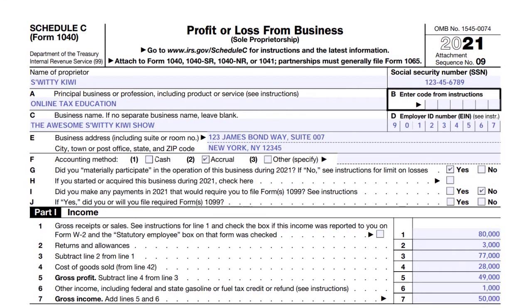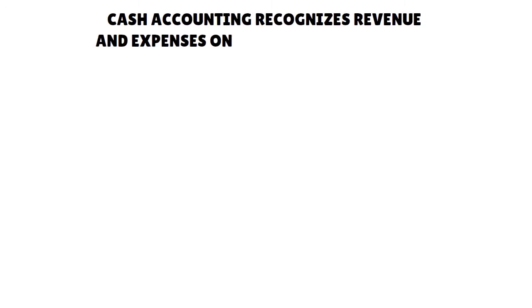Section F, the accounting method. So you have 3 options here. You have cash, accrual, and other. One thing that's very important to understand is that the difference between cash and accrual accounting lies in the timing of when sales and purchases are recorded in your accounts. Now, I'm not here to give you a master course on advanced accounting, so I'm intentionally oversimplifying the dichotomy, if you will, between cash accounting and accrual accounting.